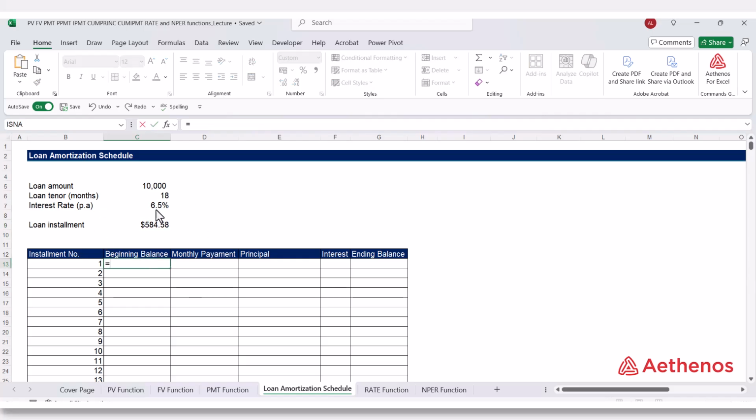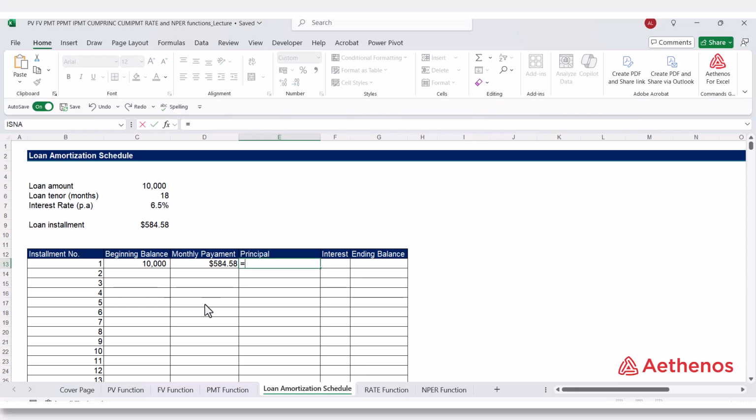So the beginning balance, we can link it to the loan amount from here. And the monthly payment, I can link it to this cell. And I can fix it using F4 to put the dollars because the monthly installment is always the same. So we got the monthly installment. And now I need to break down the principal payment in this loan installment. So I can use, there's a function called PPMT or principal payment to do that.